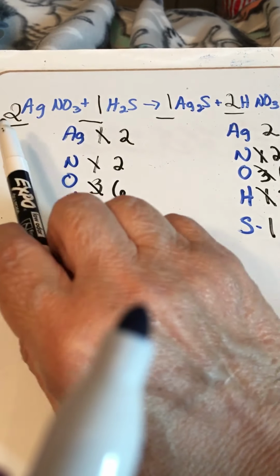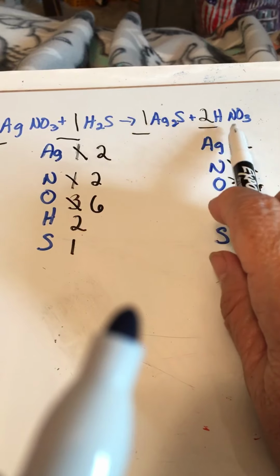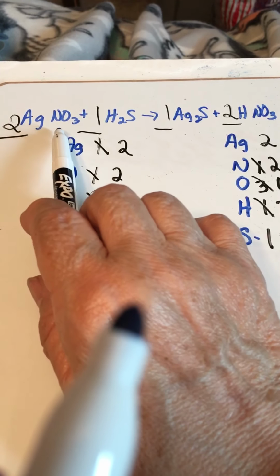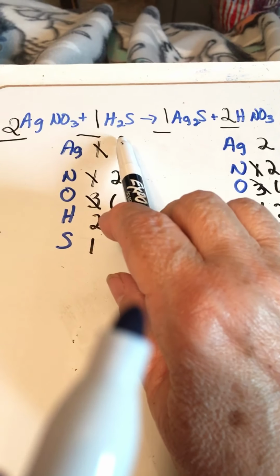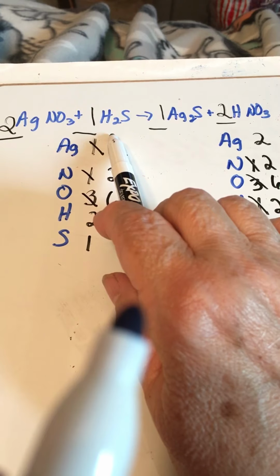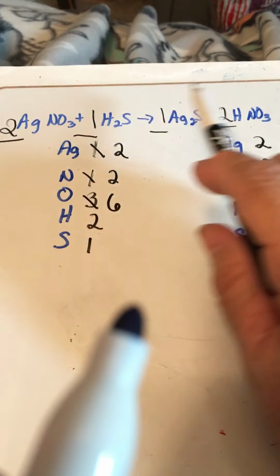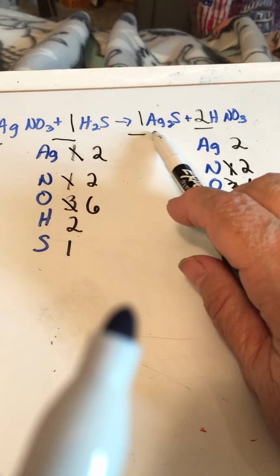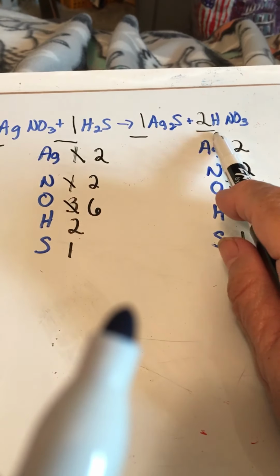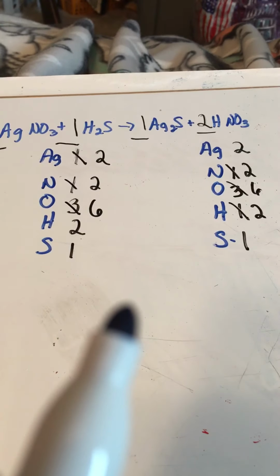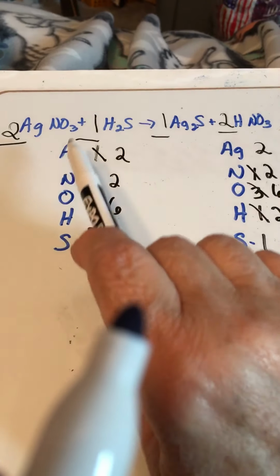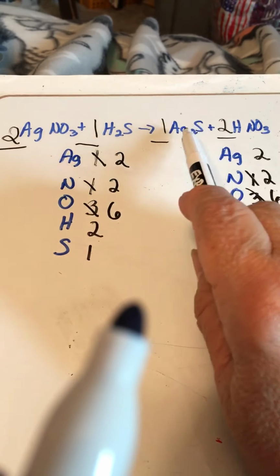And in this equation, it tells me if I want to make these two compounds, I need to start with 2 moles of silver nitrate and add 1 mole of hydrosulfuric acid, and that's going to produce 1 mole of silver sulfide and 2 moles of nitric acid. So this equation tells me what to do in the lab here to produce this.